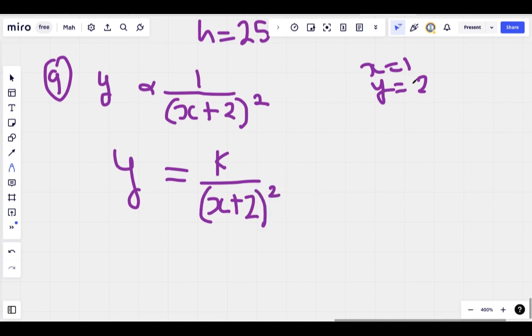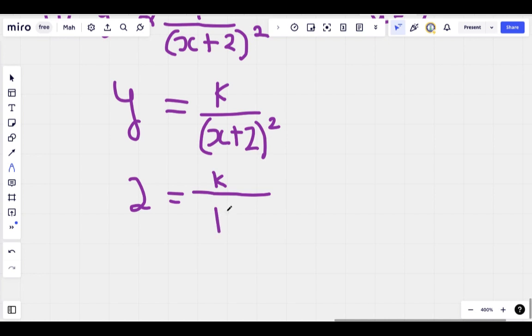So now the next thing to do, they've told us the value of x. They say x is 1, y is 2. So we're going to put those values so that we can find k. So we put this value, y is 2, I put 2 here, equal to k all over x is 1. So I will say 1 plus 2. In place of x, I put 1. So I say 1 plus 2, everything raised to the power of 2. So this will give us 2 equal to k all over 1 plus 2 is 3. So 3 squared will be 9.